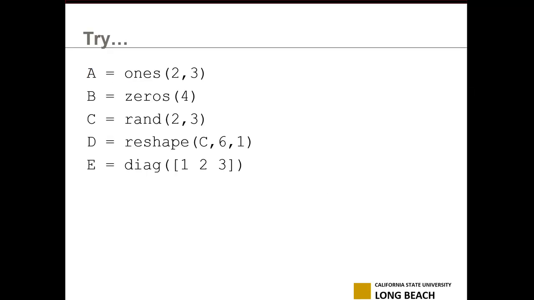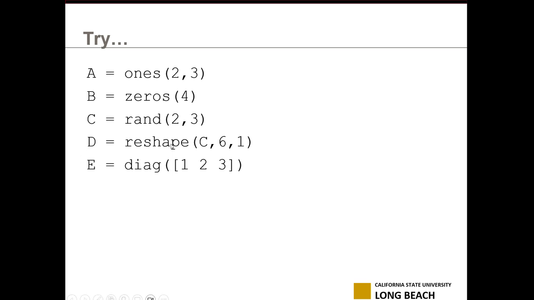Well, the reshape function, as you can see, has 3 different inputs. The first input is C. This means which matrix do you want to reshape? And then the second and third entries tell MATLAB what to reshape it as. So C is a 2 by 3, 2 rows, 3 columns, which means there are 6 elements in C.